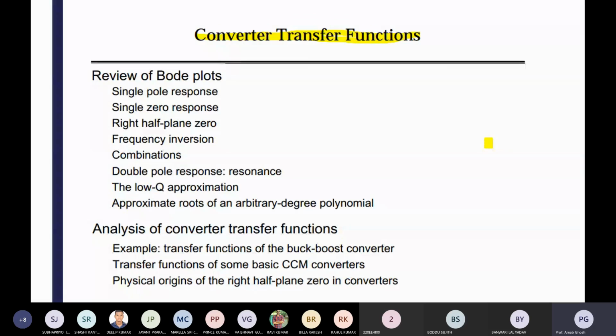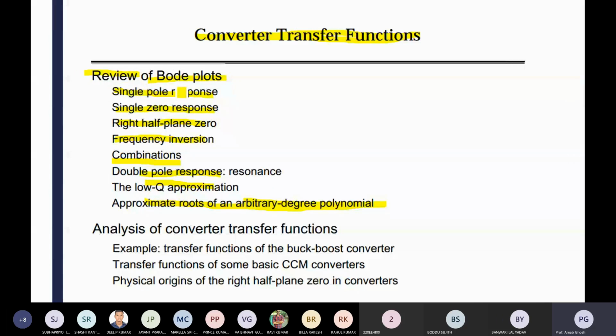That's why in the initial portions of this chapter we are going to recap a few points about the Bode plot. First we check the single pole response for the Bode response, then the single zero response. If there is a right half plane zero, what will the study be? Then frequency inversion, then combining both of them, then the double pole response, low Q approximation, and approximated roots of the polynomial. That is the basic study of control relevant to this chapter.